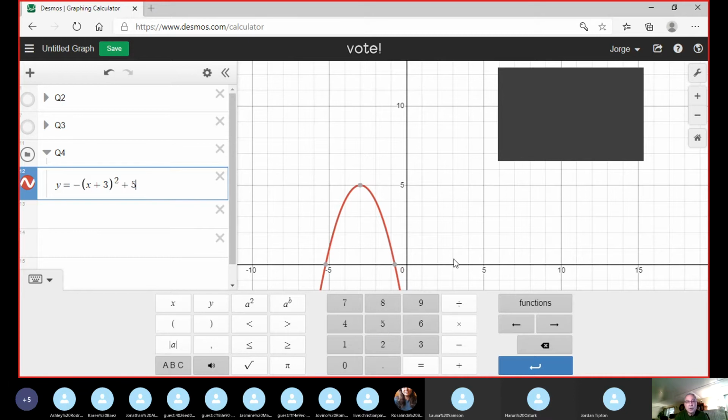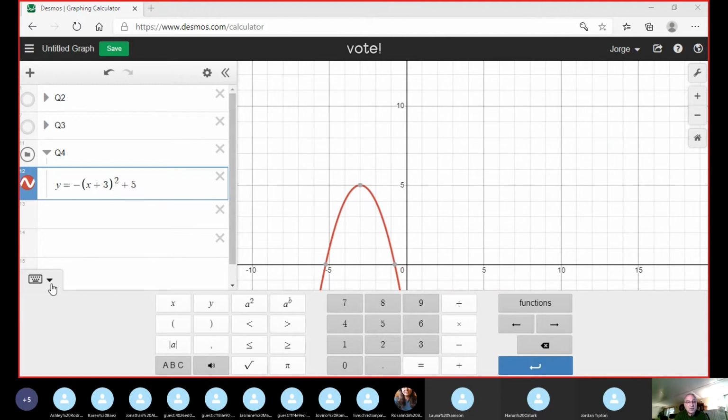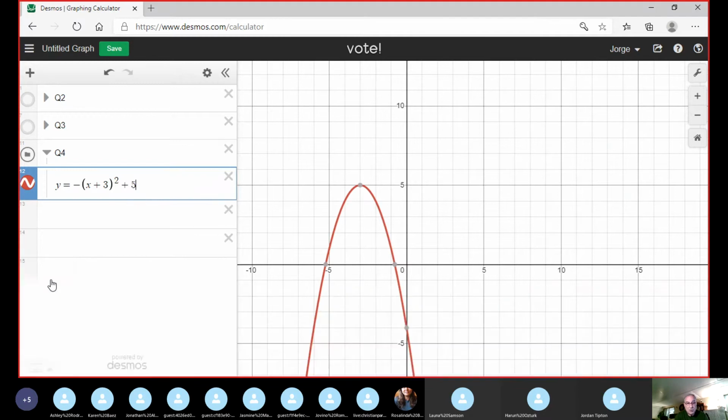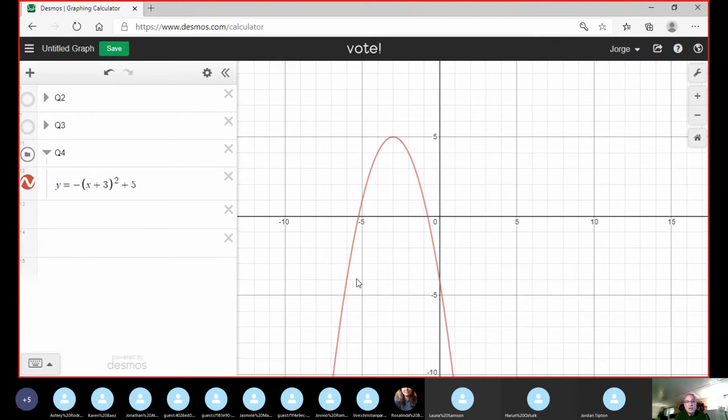Boom. Look at the vertex, guys. Let me close the keyboard for the Desmos. I click on the curve. I see the important point that they consider good. Look, it's the vertex, negative 3, negative 5. Wow. I type it here.